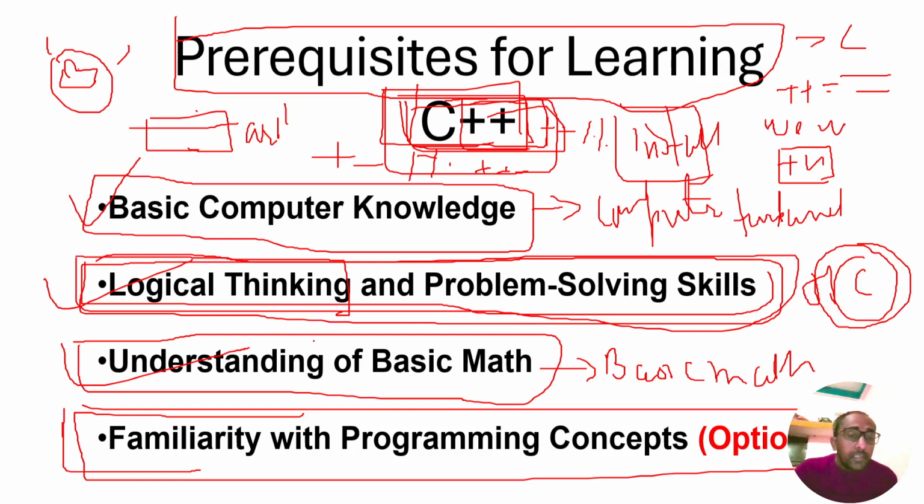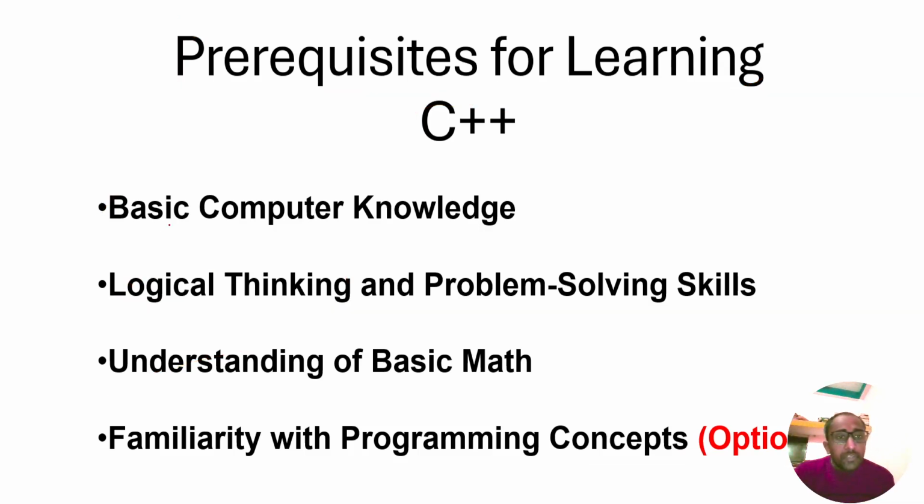And other programming languages like Python and Java also use the OOP concept, the object-oriented programming concept, and this is optional. If you have worked with other simpler programming languages like Python, it is easier to know. So guys, these are the prerequisites for learning C languages.